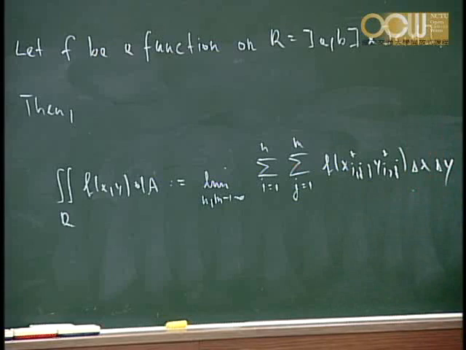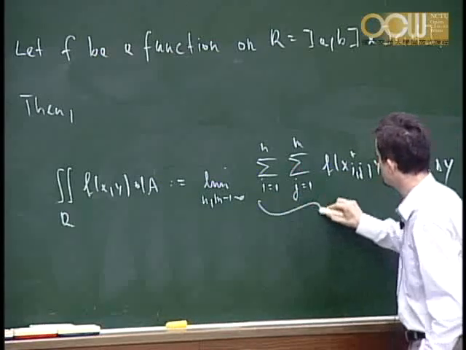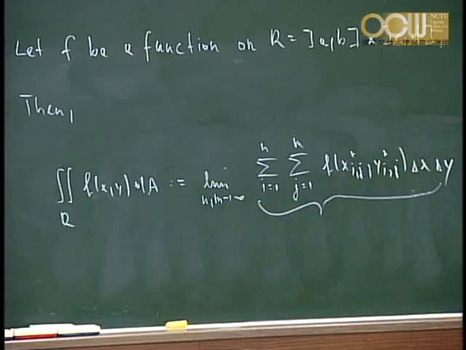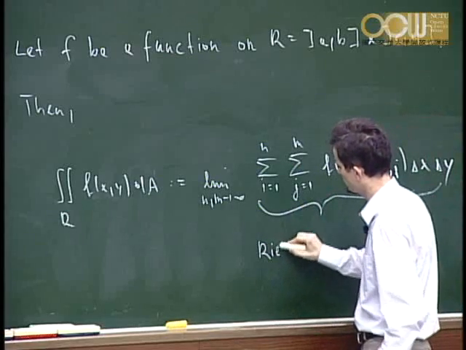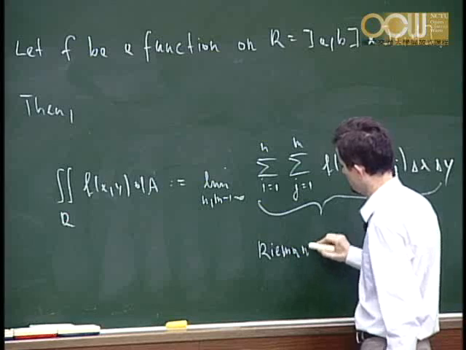Now, another remark is about this sum, because for a function of one variable, this sum was called the Riemann sum. So here we have a similar name. This is called the double Riemann sum.